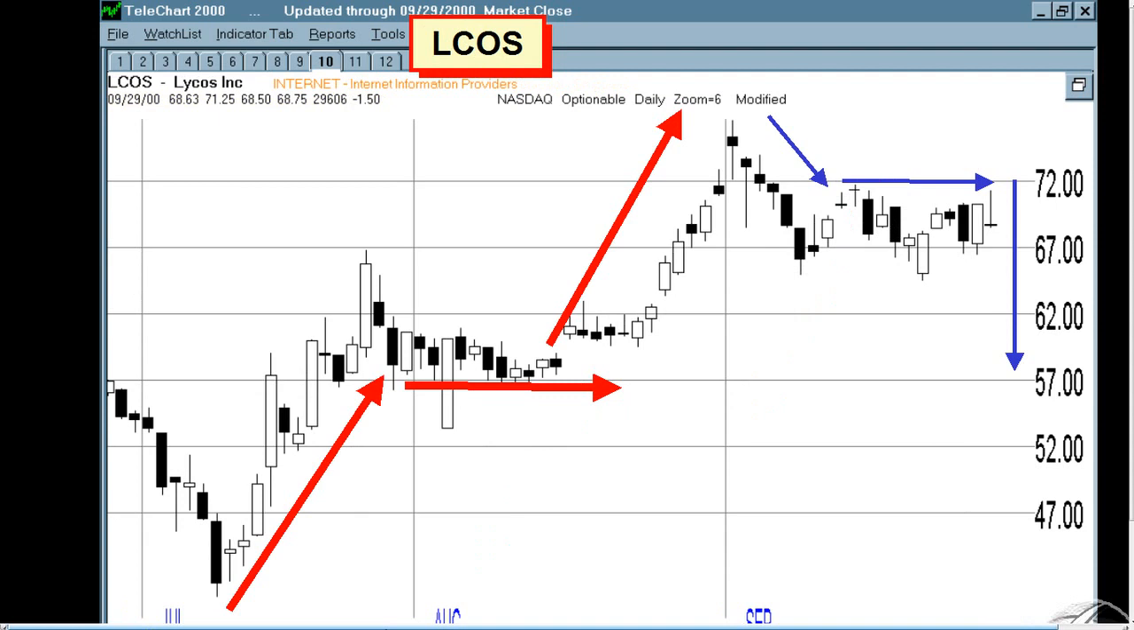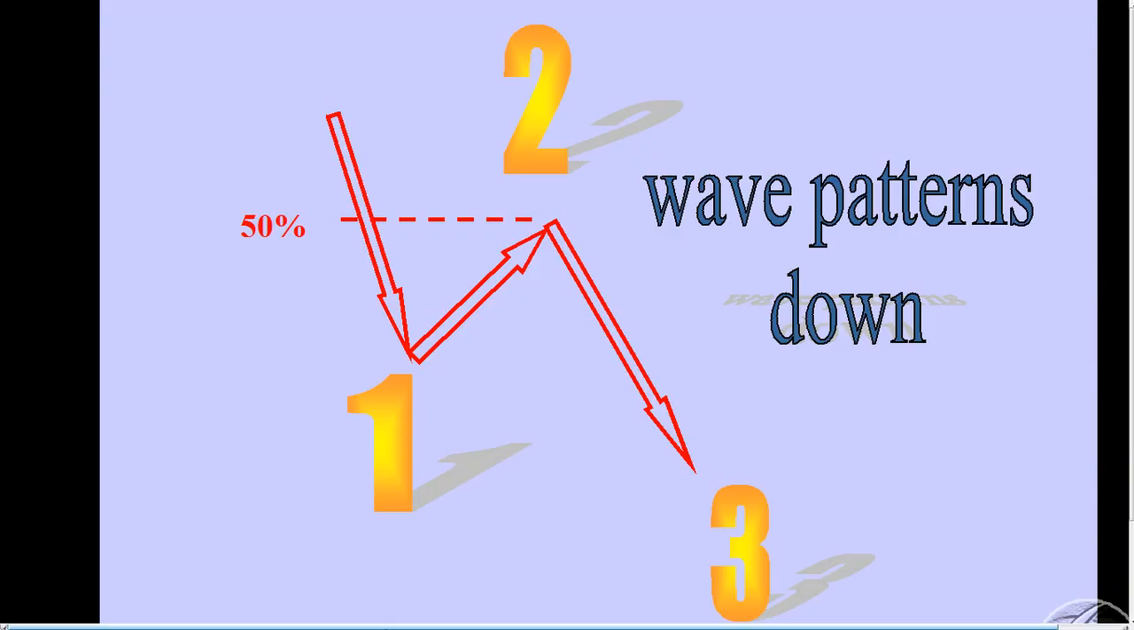Lycos. Go up, go sideways. I broke the gap, or I broke out with a gap. If there's 2 ways to go up, what do you think about the way down? How many ways down would you think there would be? 2.